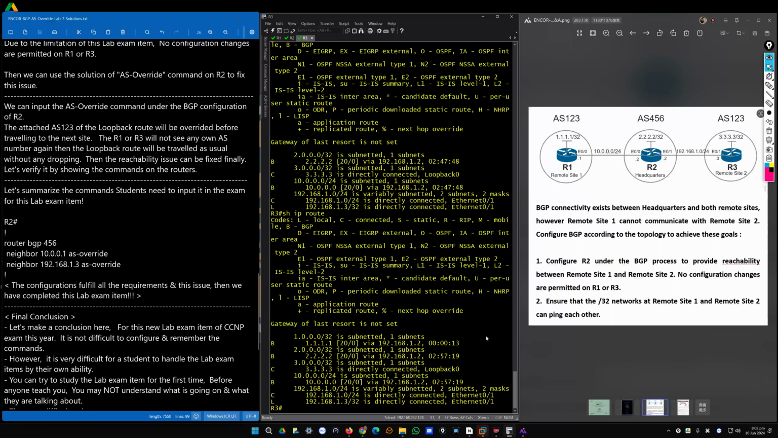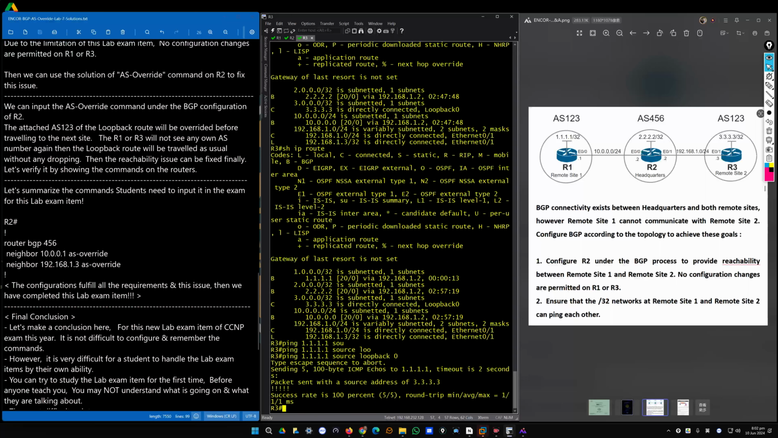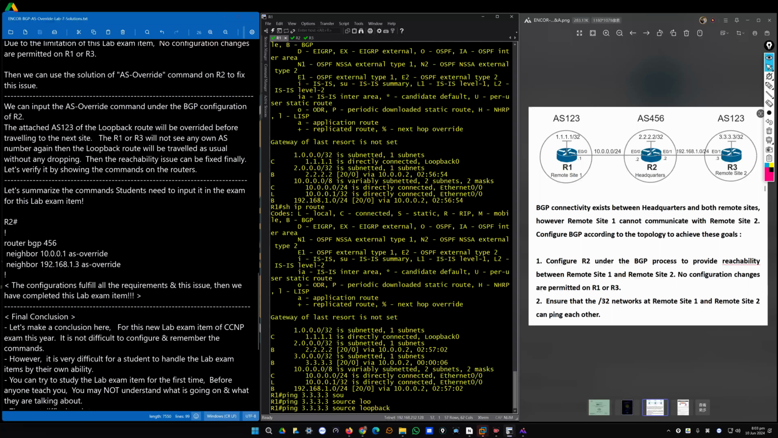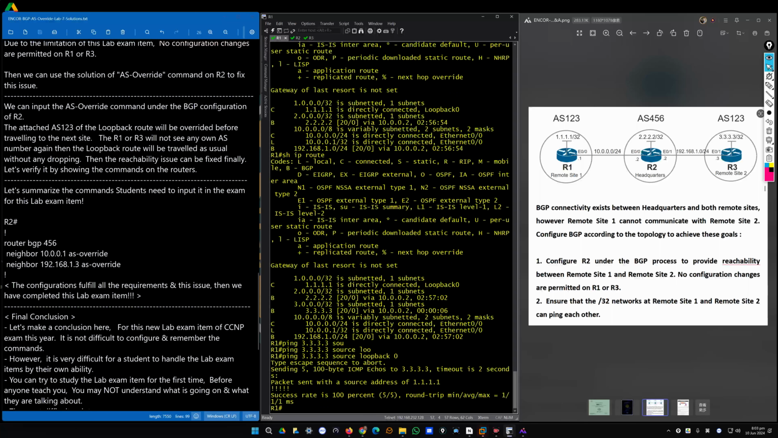So we can try to ping it now. Ping 1.1.1.1 using the source loopback interface 0. Yes, we can ping it successfully. Then we can do the same for R1. Ping the loopback interface of R3, 3.3.3.3, using the source loopback interface 0. We can ping it too. So finally, we can fix the issue.